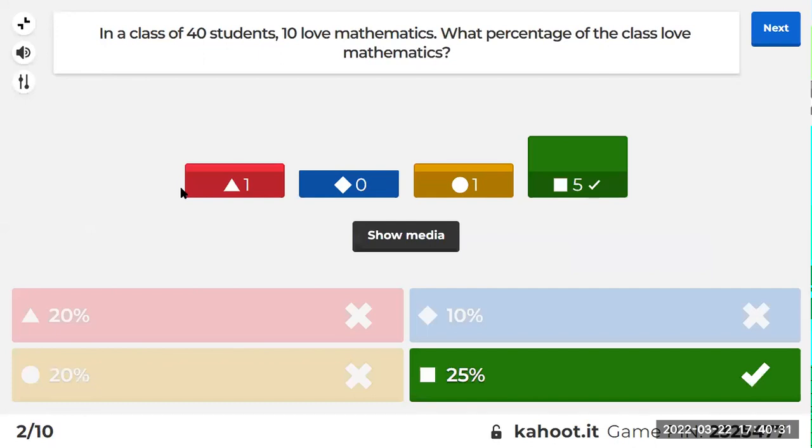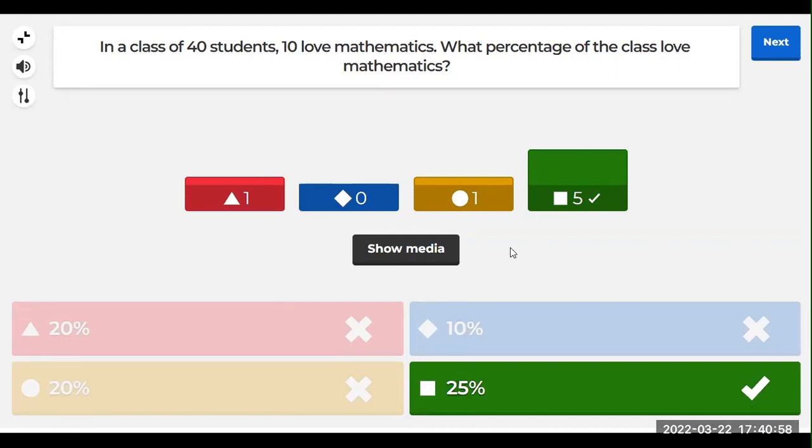Right, so the correct response would be 25%. How did we get 25%? Well, first, let us write the fraction of persons in the class that love mathematics. So how do we write that as a fraction? Well, there are 40 students as your total in your class, and 10 out of those 40 love math. So to write that as a fraction, it would be 10 over 40.